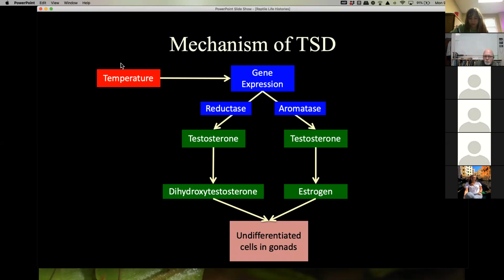So the nature of temperature-dependent sex determination is that the temperature affects gene expression. That gene expression then affects the hormones, whereas in genotypic sex determination, those genes act without being influenced by temperature. If you're one sex, you produce more reductase than aromatase, and you get dihydroxytestosterone. If you're the other genotypic sex, you produce estrogen. And so there is no temperature effect in genotypic sex determination.